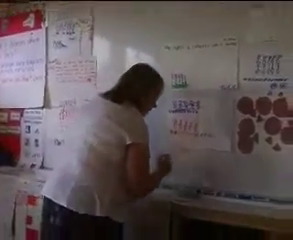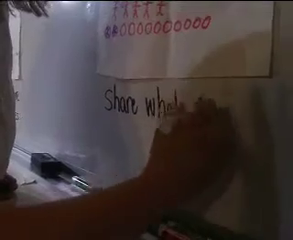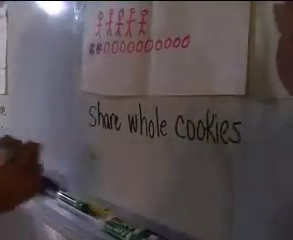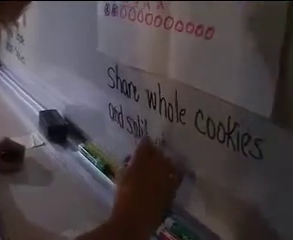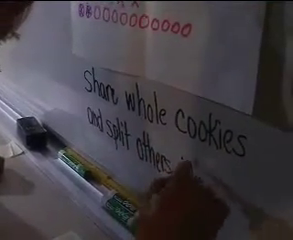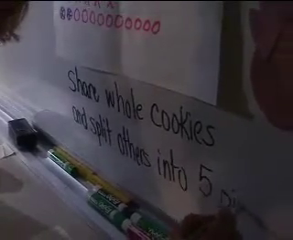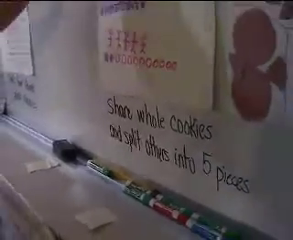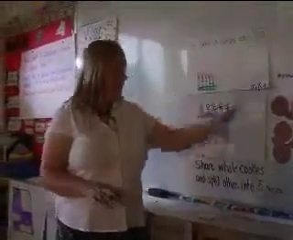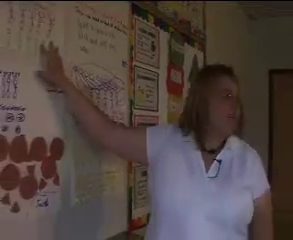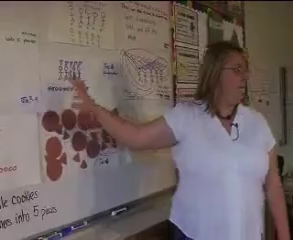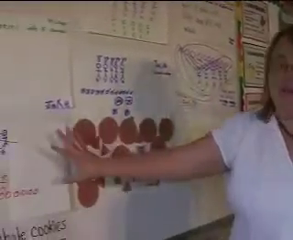So this next set of solutions, we decided that you could share whole cookies and split others into five pieces each. And I think that that's shown in here. We split two cookies into five pieces. And again, this group here had their cookies, and they split those two extra ones into five pieces. What did we do here that was different than what we did here? What's different about this solution than this solution?